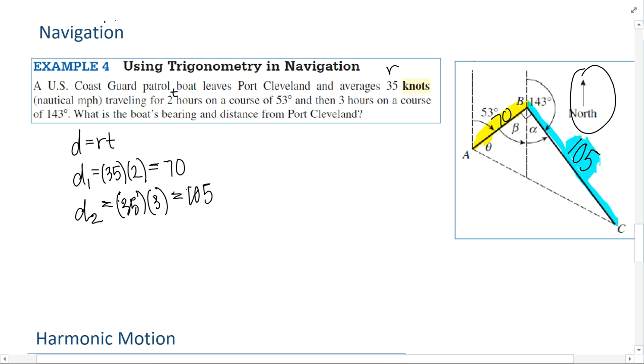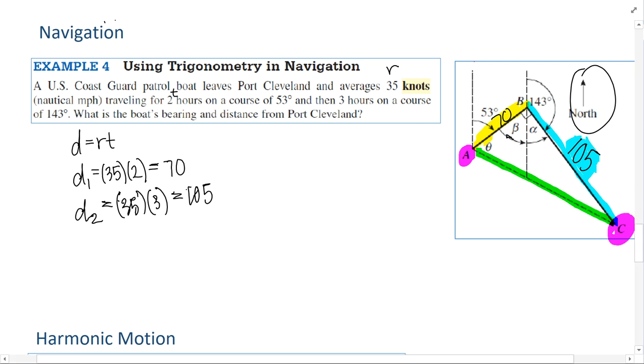The question is asking two parts. It wants us to find the bearing and the distance after these two legs. Right now it's at C. Port Cleveland was where we started, at A. So the distance is easy. First, we should address why this is a right triangle. You can see from the picture that it is indeed a right triangle, but why?